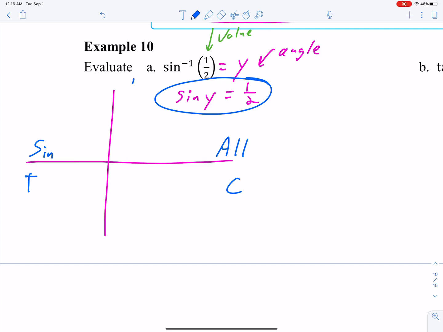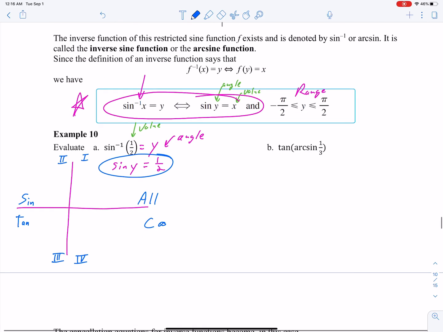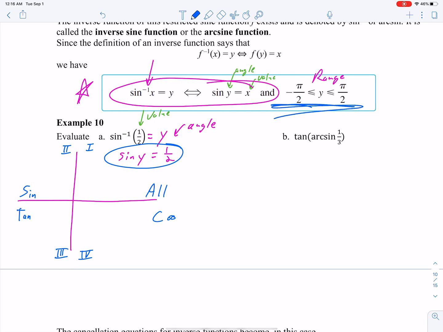And remember your labeling of quadrants. 1, 2, 3, and 4. Okay. Second quadrant, sine is positive. Third quadrant, tangent is positive. Fourth quadrant, cosine is positive. Okay, all this goes together. And now looking up here, the range of inverse sine is from negative pi over 2 to pi over 2. Okay, in other words, quadrants 1 and 4. What this means here is quadrant 1 and quadrant 4. That's all important stuff to know.